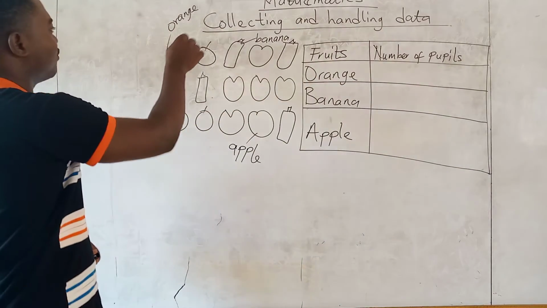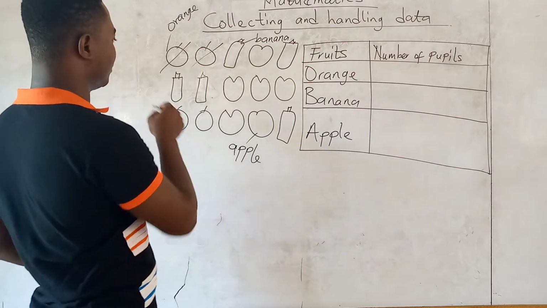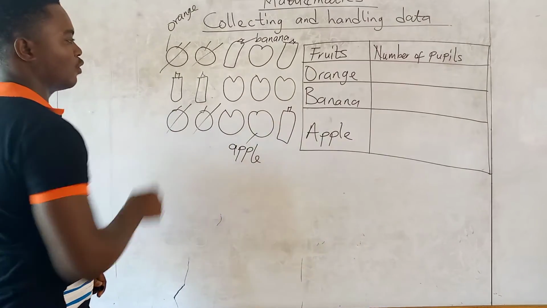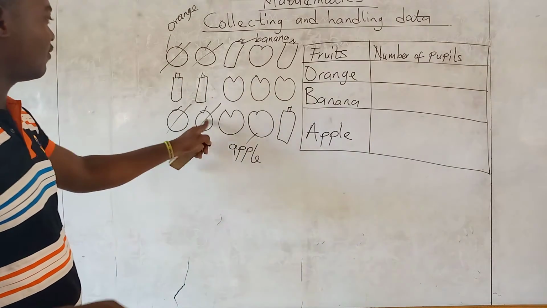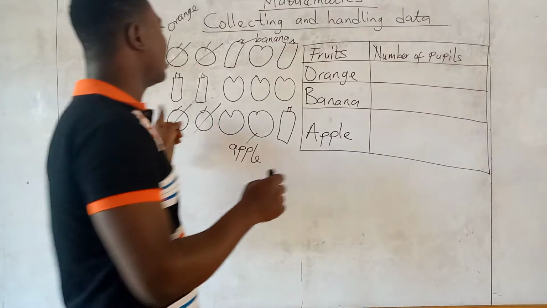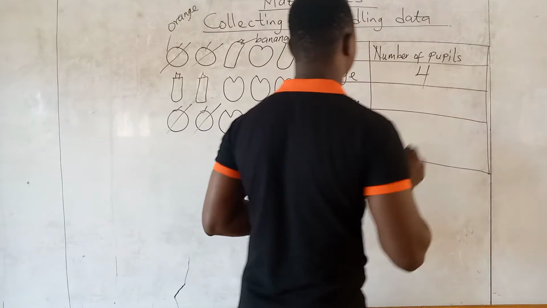Let's see. We have 1, 2, 3, 4. So there are only 4. 1, 2, 3, 4. Only 4 people chose what? Orange. So we write 4 here.